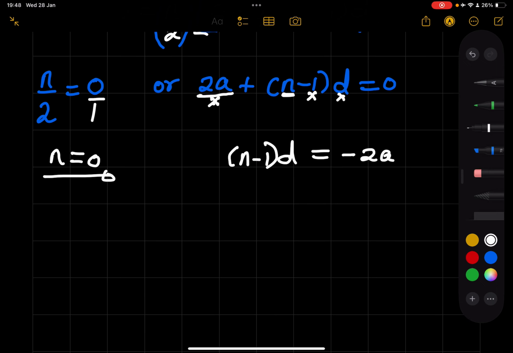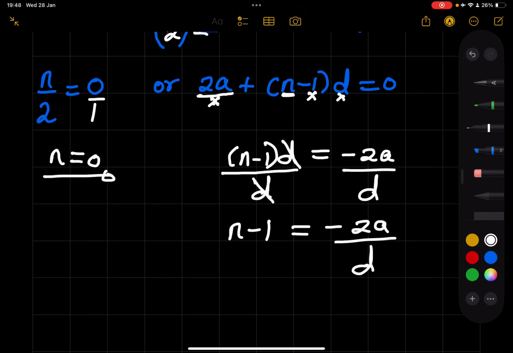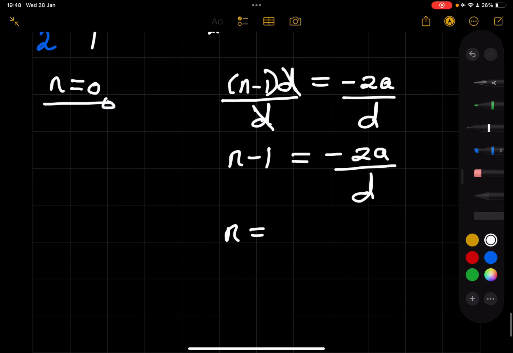Right? And then we need to divide both sides by d. Divide by d, divide by d. This d will cancel that one. Then you have n minus 1 equals to minus 2a over d. Then we have n is equal to negative 2a over d plus 1. Okay. And that's it, ladies and gentlemen. n is either minus 2a over d plus 1 or n is equal to 0.